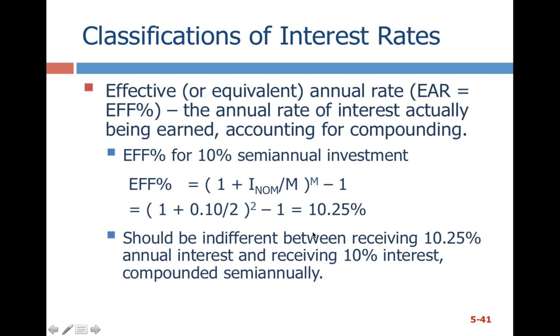You should be indifferent between receiving a 10.25% annual interest and receiving 10% interest compounded semi-annually. So basically the effective annual rate is taking out the compounding and semi-annual components and making it more easily digestible so that you can make comparisons.